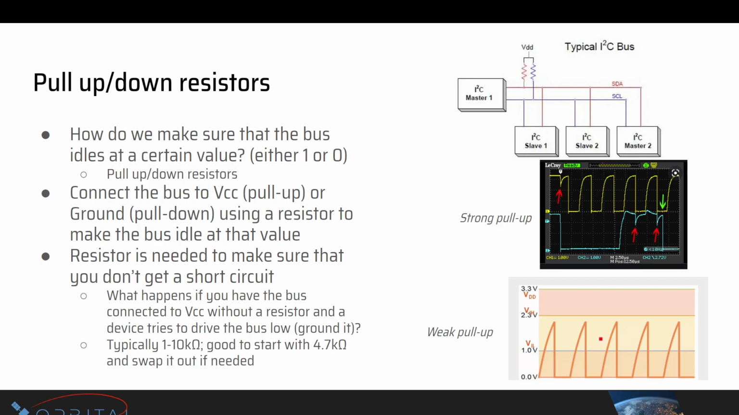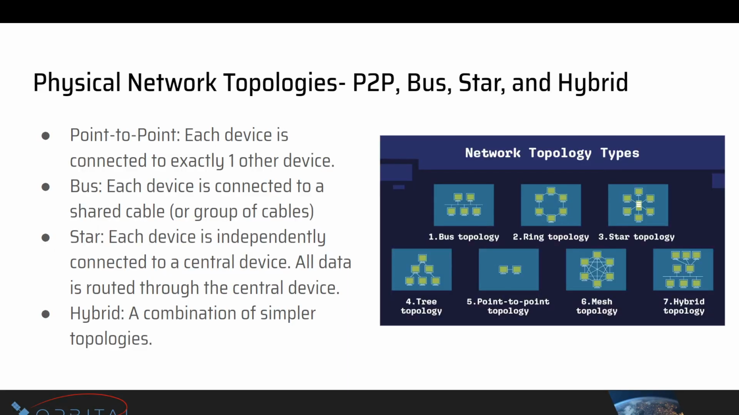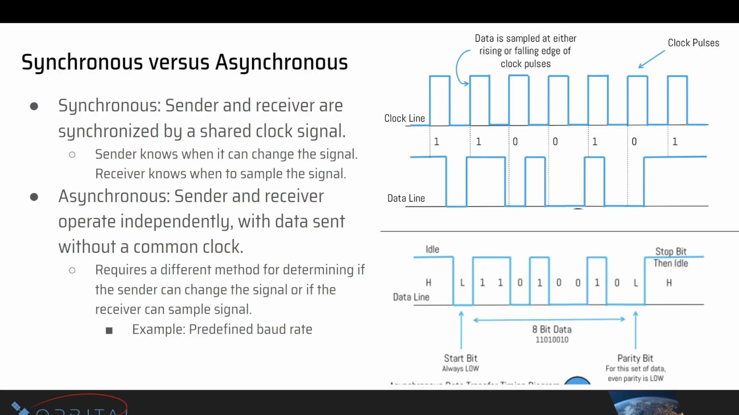So like George just mentioned in that example, you have it being held idle at a one, so that when eventually a device does pull it to a zero, you know data is being sent, because you knew that before it was just idling at one from the pull up resistor.